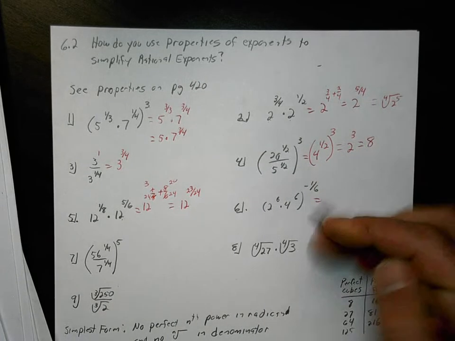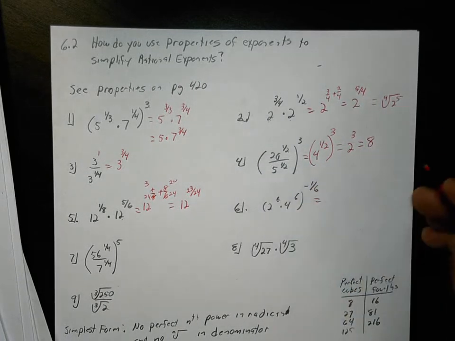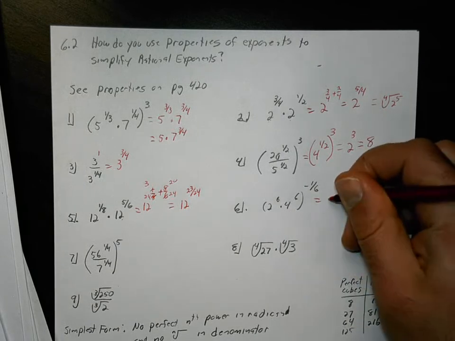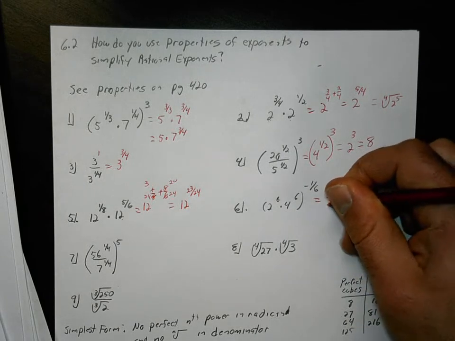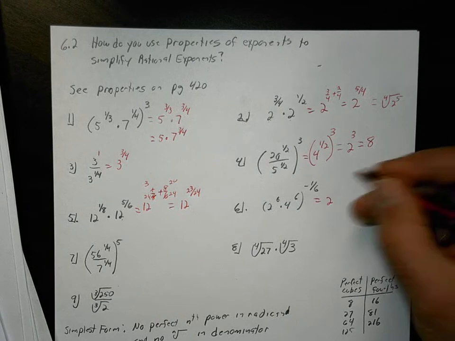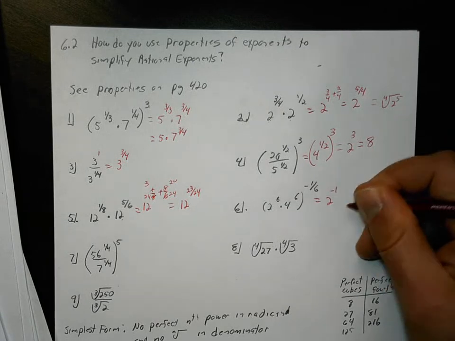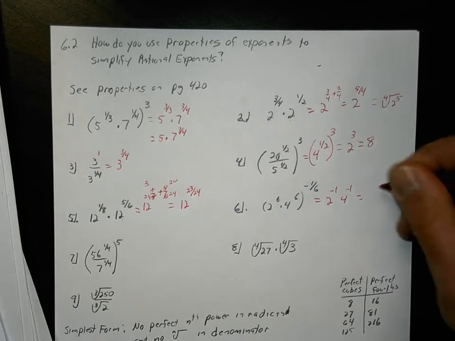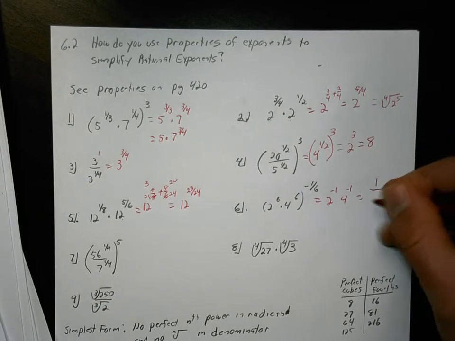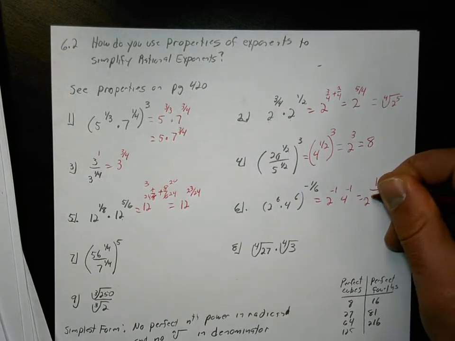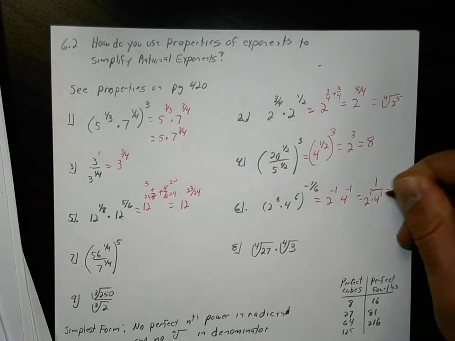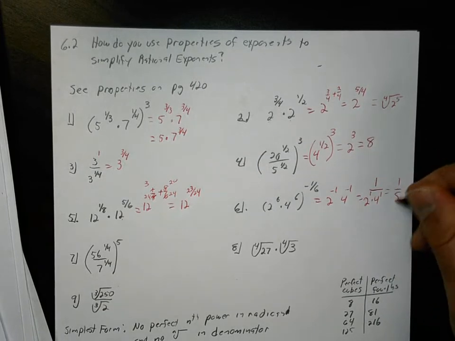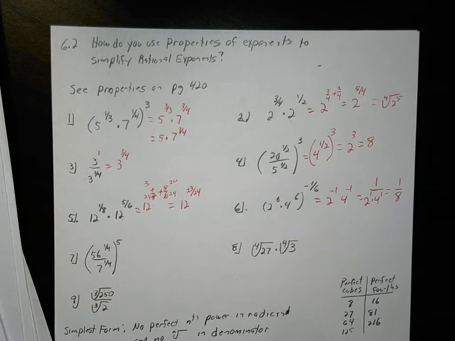Okay, this one we're going to multiply these exponents. Bases are different, so we get 2 to the negative 6/6, which is -1, and 4 to the -1. We know negative exponents, we can put them in the denominator and make it positive 2 to the 1 times 4 to the 1, which is 2 times 4, which is 8. So it's 1/8 on that one.